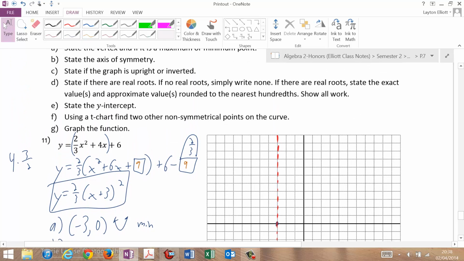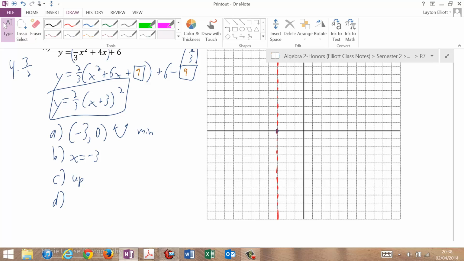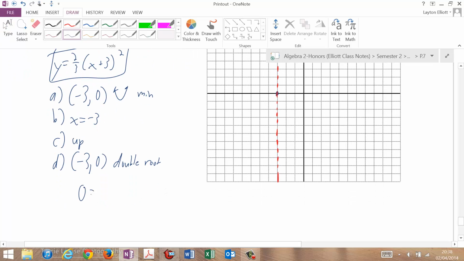For part D, here's the tricky thing. Of course there are real roots. You see it. It's right here. It's the only one. It's the vertex. My real root is negative 3, 0, and it is a double root. I know it's a double root because if I looked at the equation 0 is equal to 2/3 x plus 3 squared, look, don't worry about the 2/3. What number would make that true? Negative 3 would, and we used to say it's a double root because of that square. This should be consistent with what you guys remember.